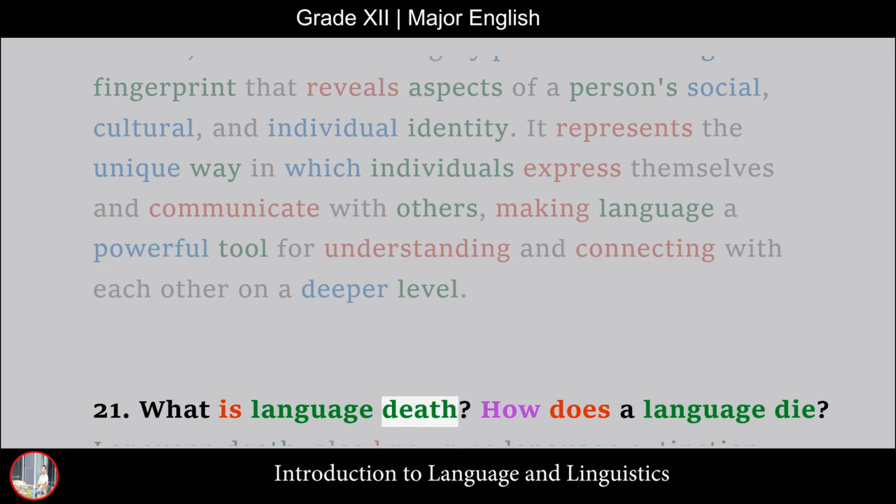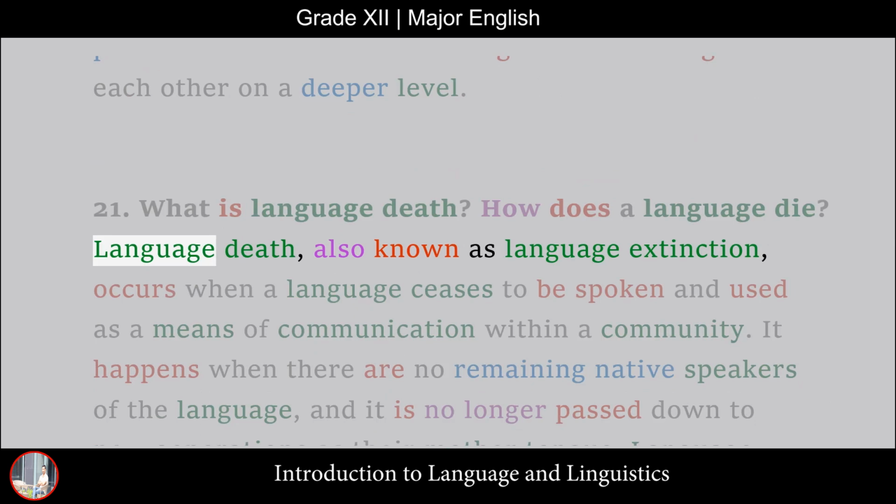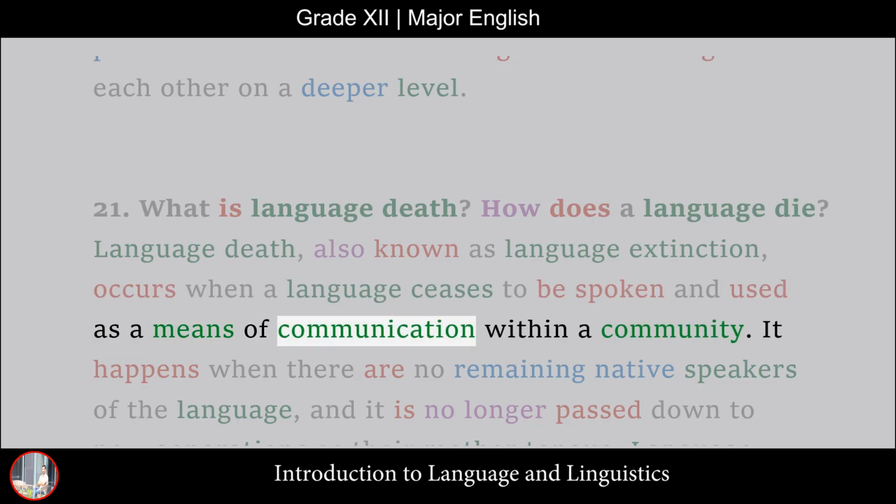21. What is language death? How does a language die? Language death, also known as language extinction, occurs when a language ceases to be spoken and used as a means of communication within a community.